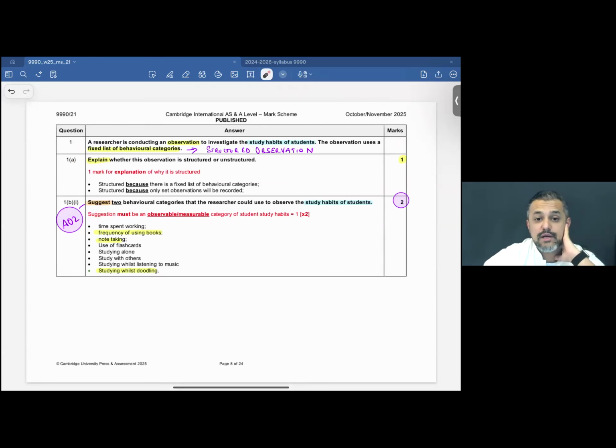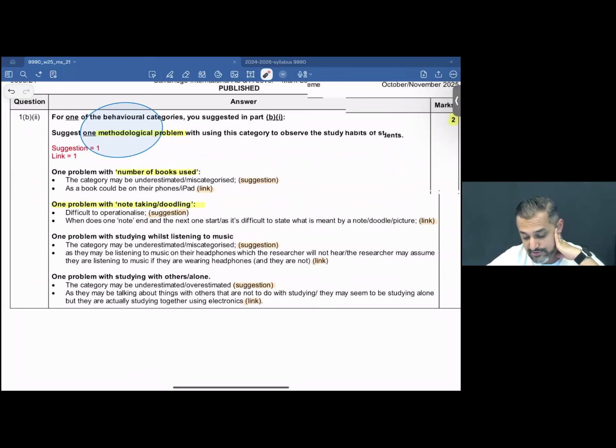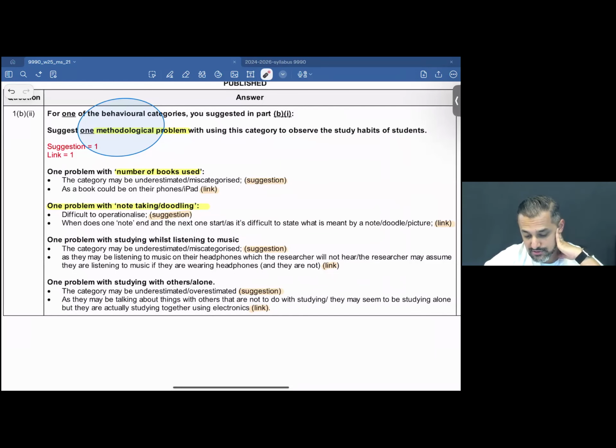So yeah, I have a question. What does it mean by the category being underestimated and overestimated? The category being underestimated or overestimated, this is where you see this written, at least. Okay, so how would you be able to figure out, if you see the student wearing headphones, you won't be able to tell if they're actually listening to music or they're just wearing headphones. So categorization might not be very easy.